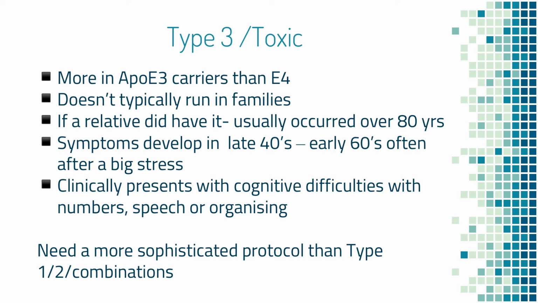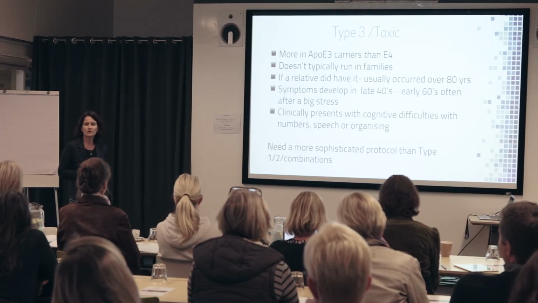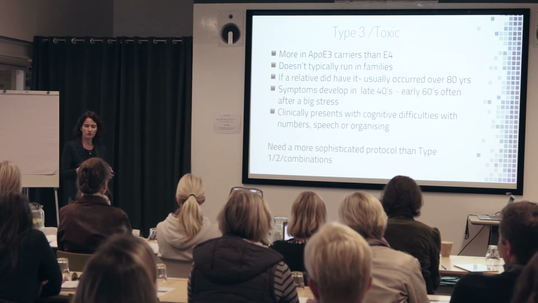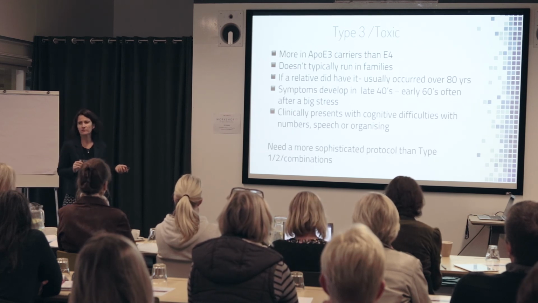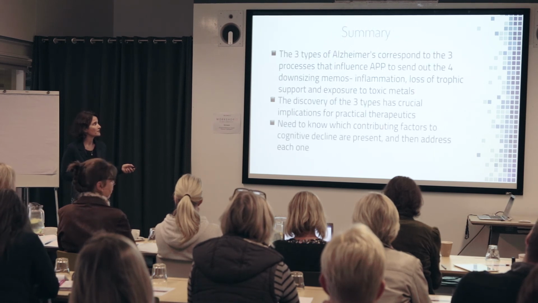If a relative did have it and they had APOE3, it was late onset Alzheimer's, potentially into their 80s. Symptoms can develop in your late 40s or up to 60s, and often a big stress event might precipitate this. They will clinically present with cognitive difficulties with numbers, speech, or organizing. They talk about people suddenly sitting with a bill and they can't work out the bill, or they can't work out the tip. Those are areas with numbers that go before the memory. They need a different protocol because these are toxins, these are molds, these are lots of other things, and mercury. We need other protocols to treat type 3.